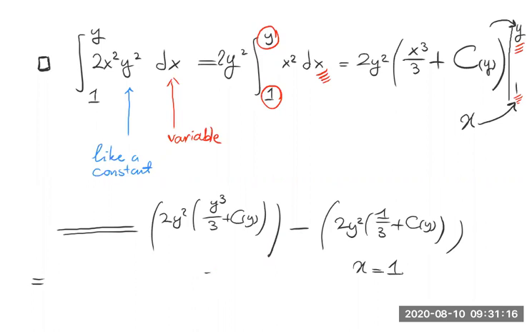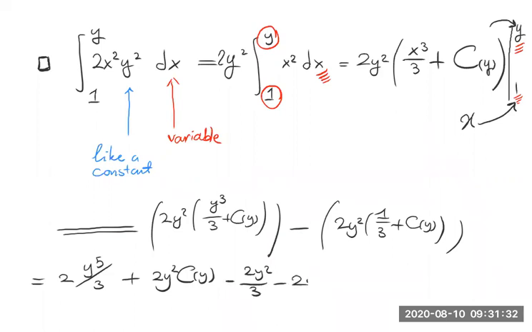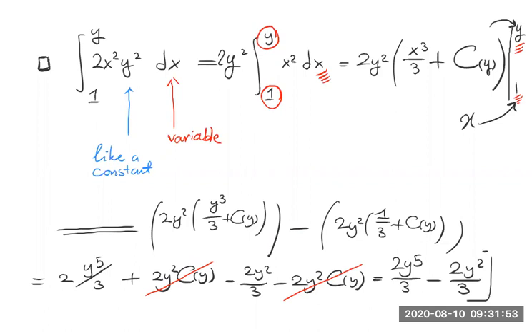Okay, and now I should subtract them. So I would get 2y to the 5 over 3 plus 2y squared cy minus 2y squared over 3 minus 2y squared cy. Now the good thing is that although cy is unknown to us, we don't know what cy is, these two terms really cancel each other. So we end up with 2y to the 5 over 3 minus 2y squared over 3. That's the final answer.